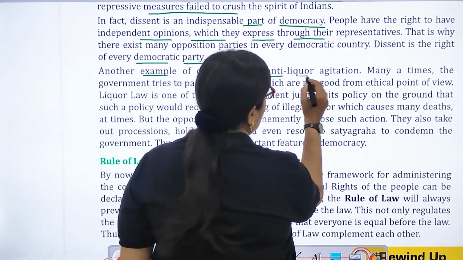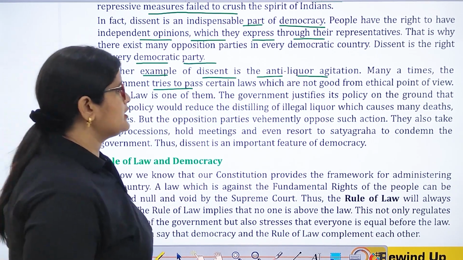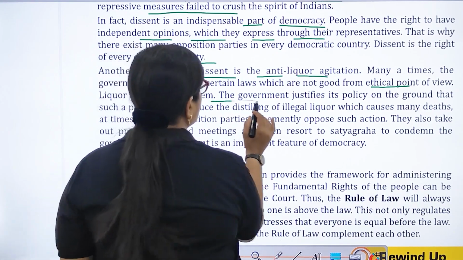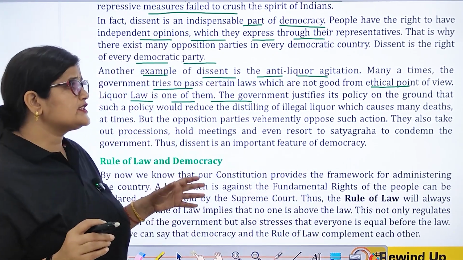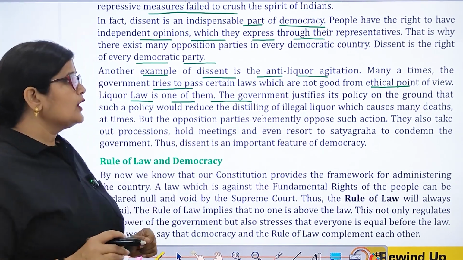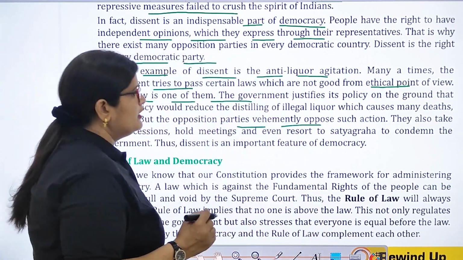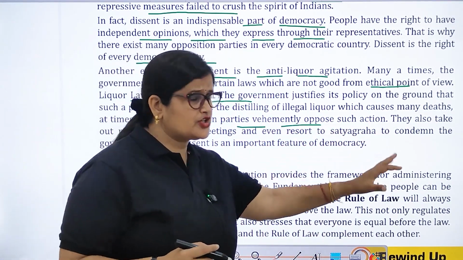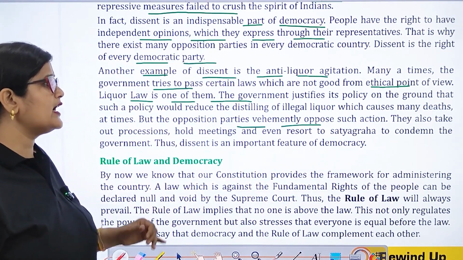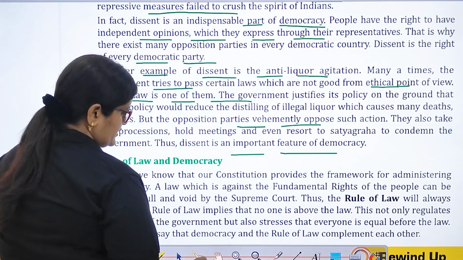Another example of dissent is the anti-liquor agitation. Many times the government tries to pass certain laws which are not good from an ethical point of view. Liquor law is one of them. The government justifies its policy on the ground that such a policy would reduce the distilling of illegal liquor, which causes many deaths at times. But the opposition parties vehemently oppose such an action. They also take out processions, hold meetings, and even resort to satyagraha to condemn the government. Thus, dissent is an important feature of democracy.